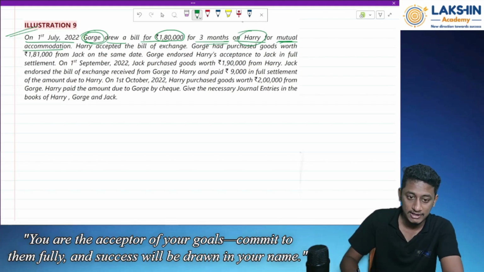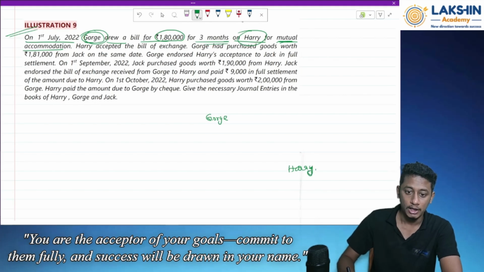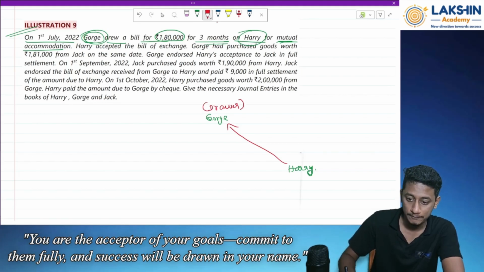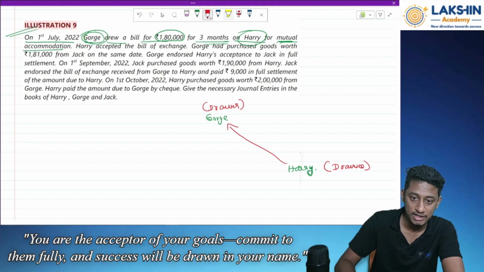So let's write the party names down. So we have George and we have Harry. Now what has happened? George has drawn a bill on him. He has accepted the bill, right? So let's put it this way. Harry is accepting and giving the bill to George. So George becomes our drawer, and Harry becomes our drawee. Okay, fine.